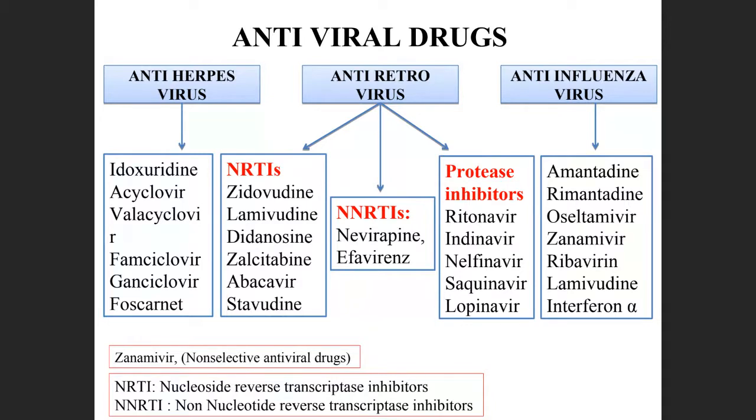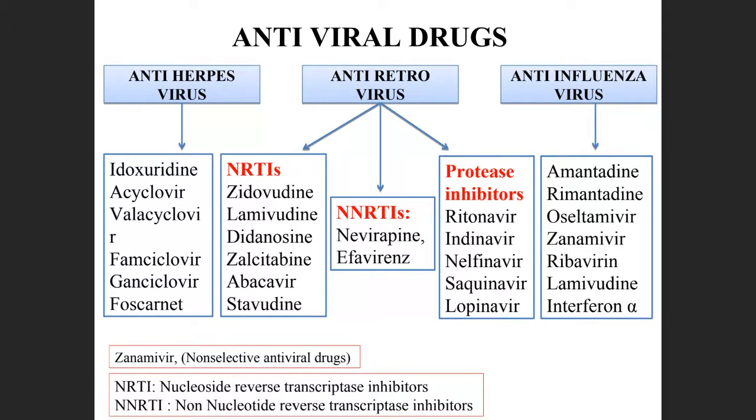Now in the antiretrovirus, you can see over here NRTIs and NNRTIs. NRTIs are the nucleoside reverse transcriptase inhibitors. NNRTIs are the non-nucleoside reverse transcriptase inhibitors. And the third category is the protease inhibitors.